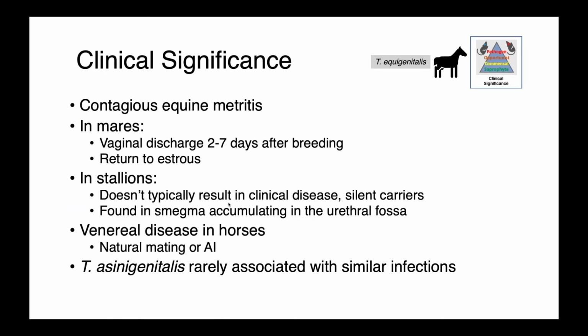So it's transmitted venereally from a colonized or silently infected male animal to the female. And this venereal transmission can be either during natural mating or also artificial insemination. Taylorella asinigenitalis has rarely been associated with really very similar infections.